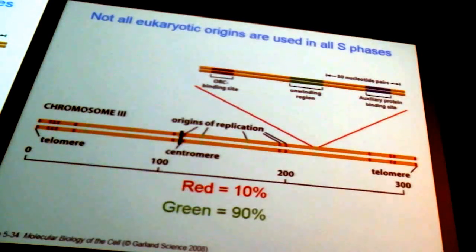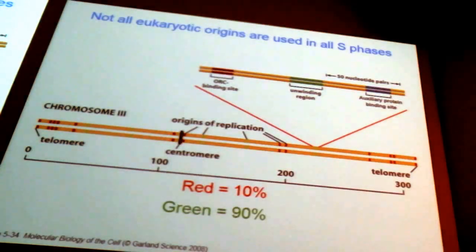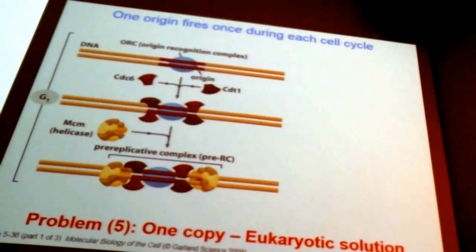Okay? You don't need to know what these things are that bind, but I want you to remember the origin recognition complex binding site and the unwinding region. You have to recognize the place and then you need to unwind. The unwinding region is just like in prokaryotes, AT-rich.